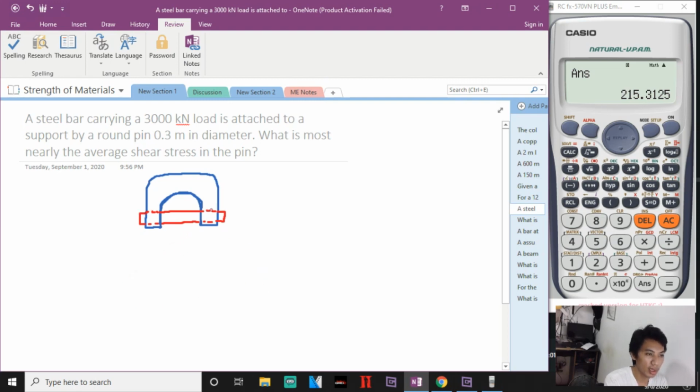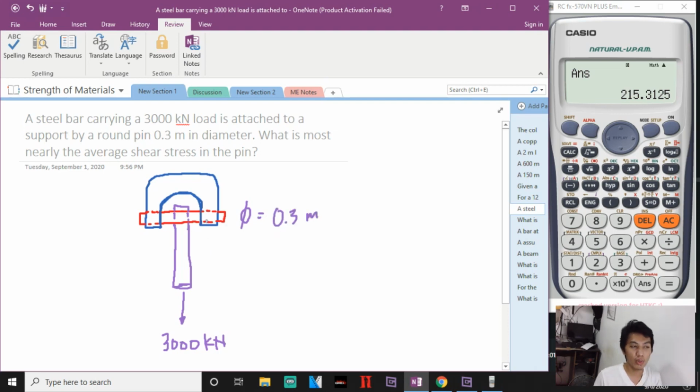Okay, tapos ito daw, attached to a support by a round pin. So, a steel bar. Baguhin natin yung kulay ng steel bar para mas maintindihan uli natin. Okay, this is your steel bar. Meron daw load dyan. Carrying a load of 3,000... Now you have a diameter nito na 0.3 meters.